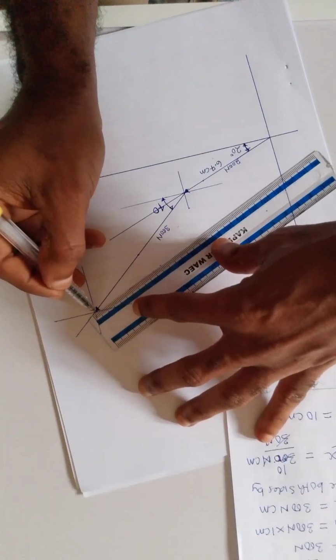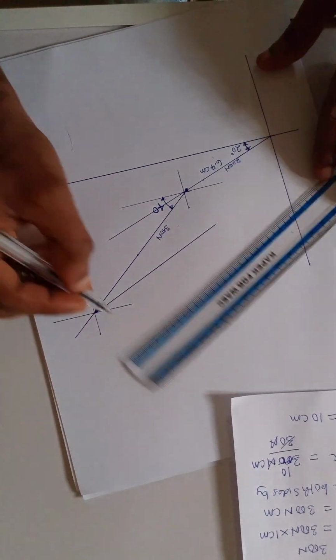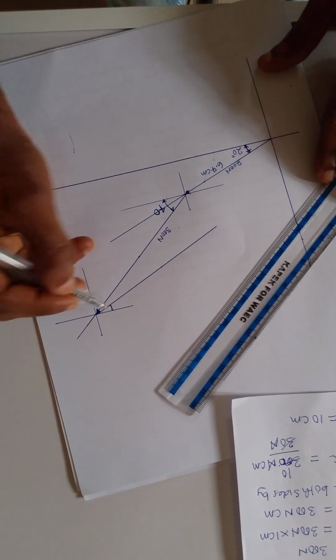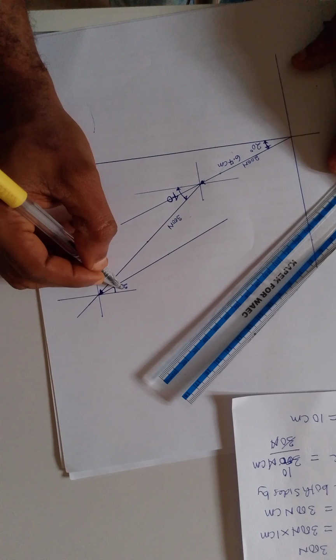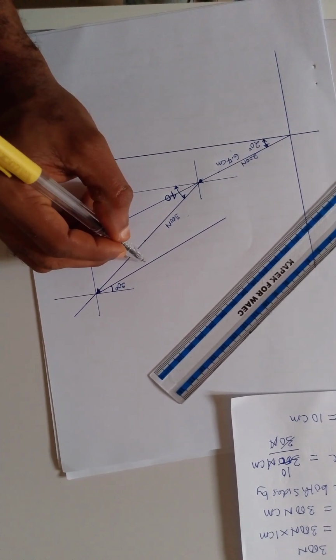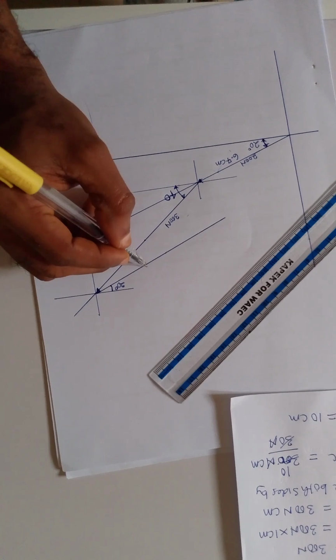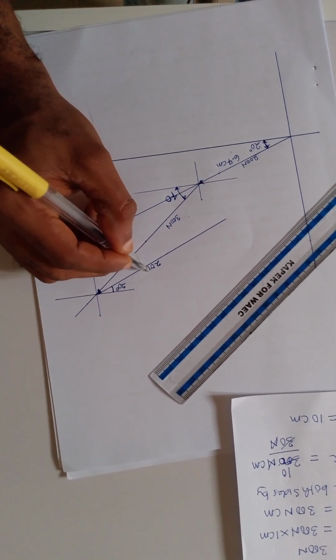Draw it down to pass through the point. And then we say that this is 20 degrees to the horizontal, and this is the 200 Newton force, again, that we've drawn.